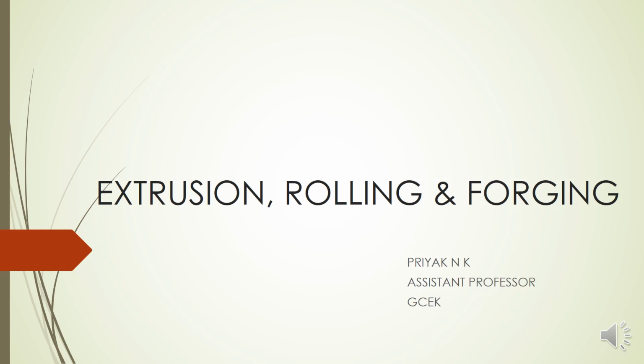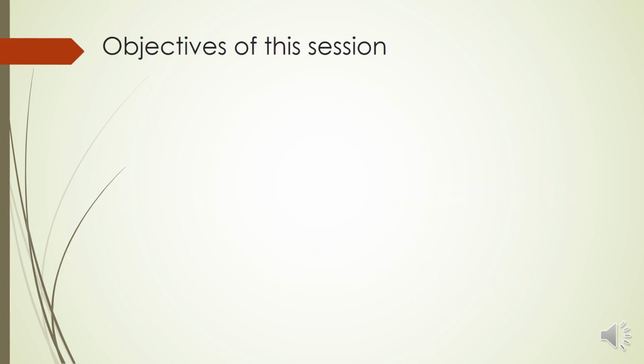So we are to discuss yet another topic from the manufacturing process, the last module, that is extrusion, rolling and forging. These are categorized as metal forming processes, which apply some force to deform the metal to the required shape. So what is the objective of this session?